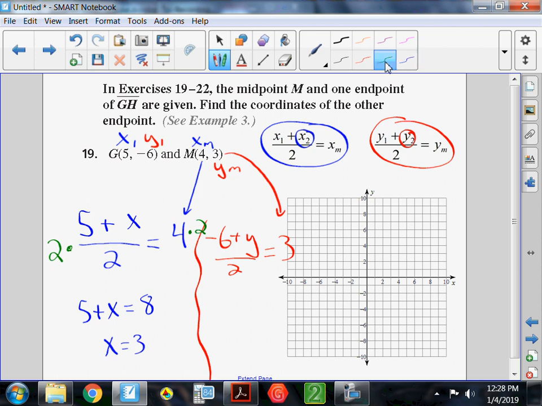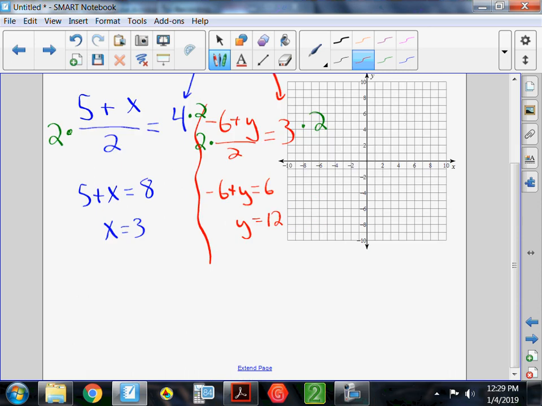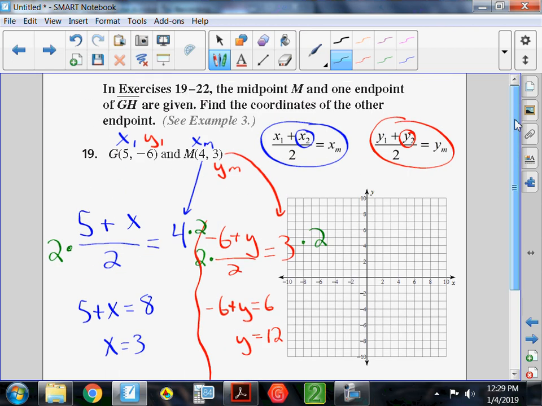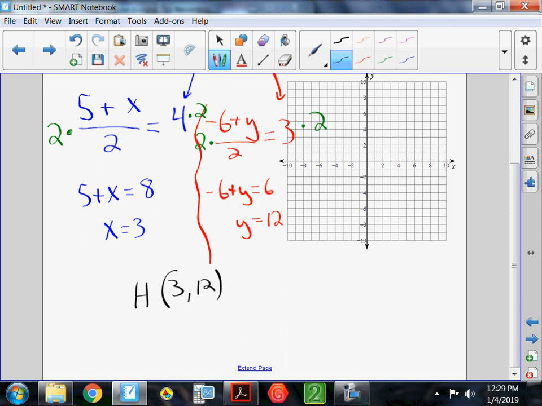Same thing on the red equation for y. I'm going to multiply both sides by 2 to get rid of the denominator on the left-hand side. That gives me -6 plus y is equal to 6. And if I add 6 to both sides, I'll get y equals 12. So my coordinates for the other point are 3, 12. Let's see, they said to find the other point, G and H. So H is 3, 12. So that is one way to do it completely using the algebra.